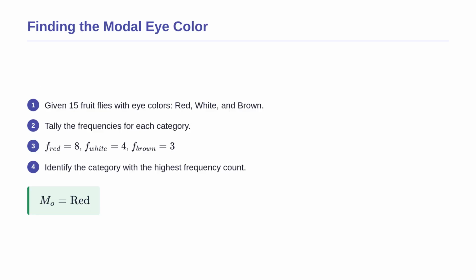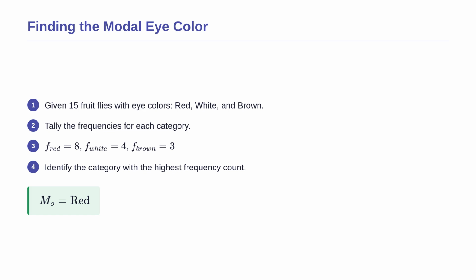Let us see how we apply this to categorical data. A geneticist records the eye colors of 15 fruit flies, noting down red, white, and brown. We need to determine the modal eye color to find which genetic trait is most expressed. We choose the mode here because eye color is a category, so mean and median are impossible to calculate.